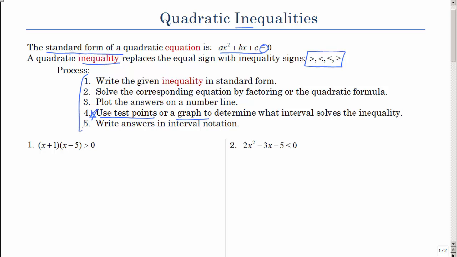We're going to write the given inequality in standard form. We're going to solve it by factoring or the quadratic formula, hopefully mostly by factoring. We're going to plot our answers on a number line, and then we're going to use the graph of the parabola to solve the inequality. And then we're going to write our answers in interval notation.